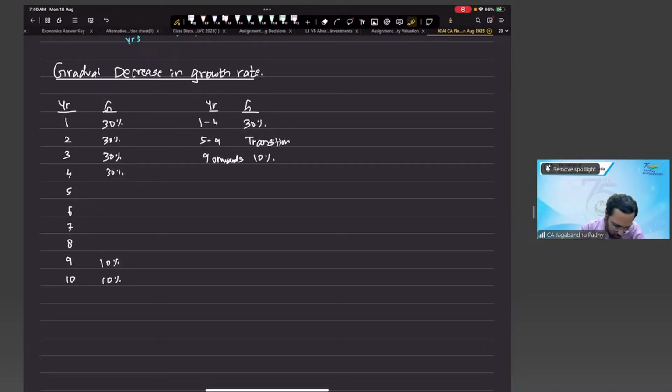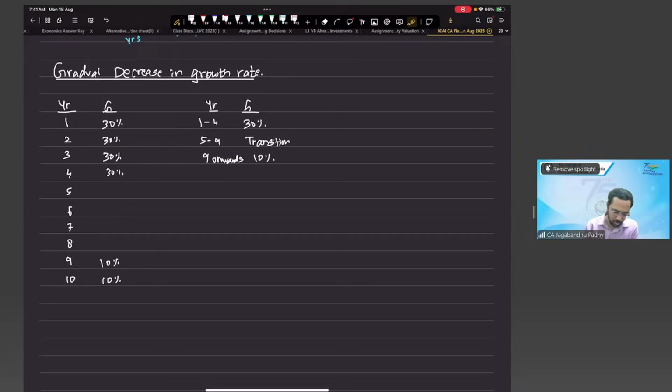So over this time frame, we want the growth rates to be falling from 30% to 10%, right? Can you tell me what should be the growth rate in year 5, 6, 7, and 8? It should fall from 30 to 10% from year 4 to year 9. So what should the growth rates be so that it appears to be a gradual fall? Between 29 to 11.